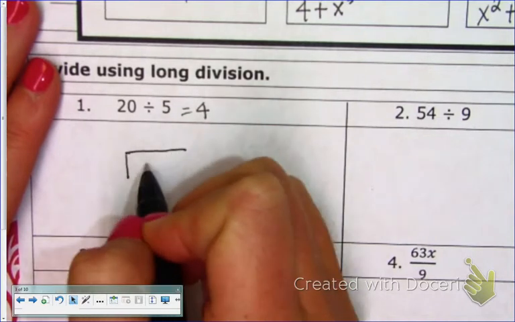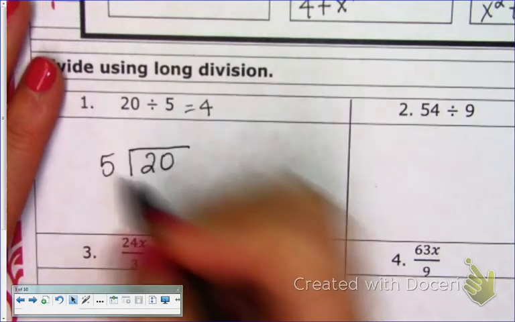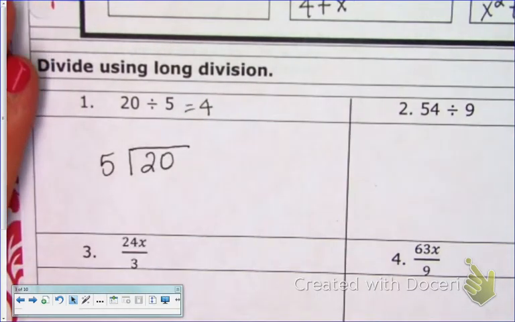So we have our doghouse. We put our 20 in there and our 5 out here. Do y'all remember this from like 4th grade? Yeah?